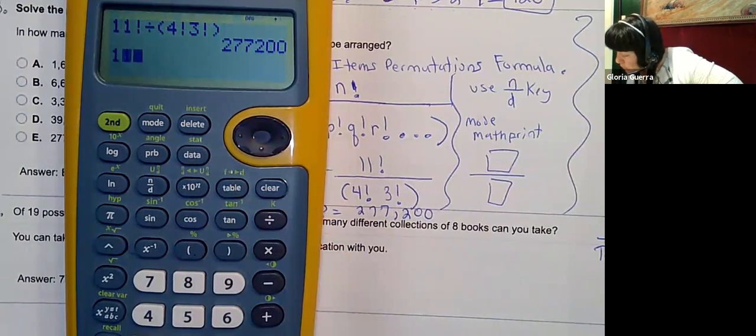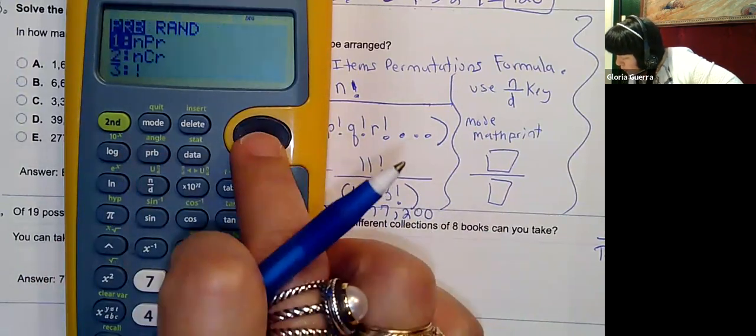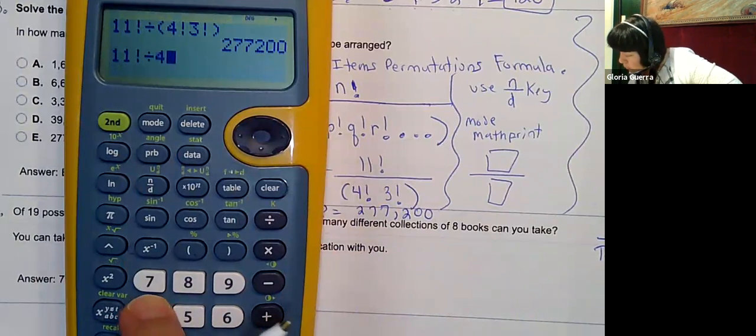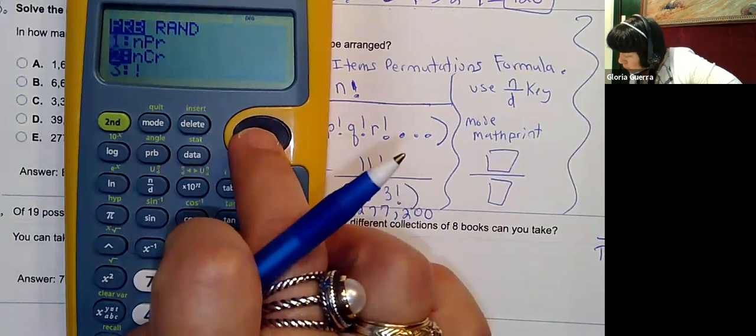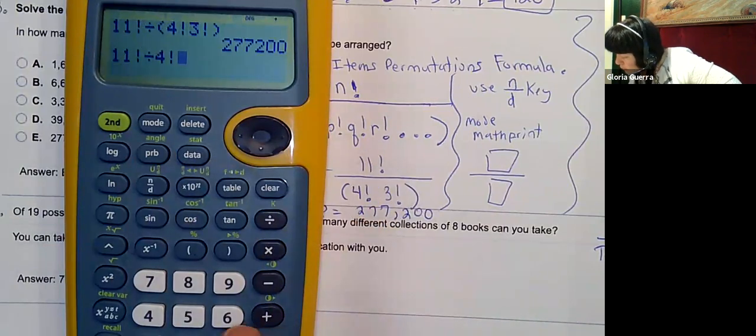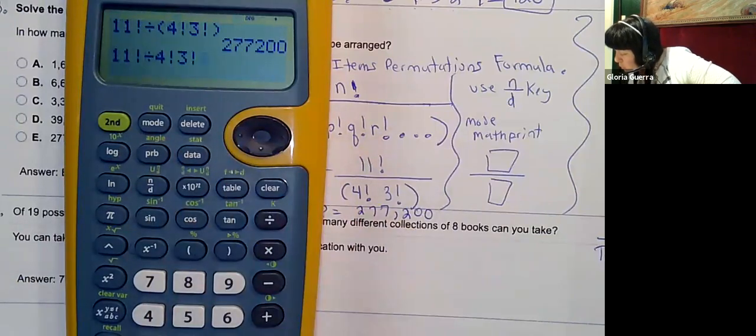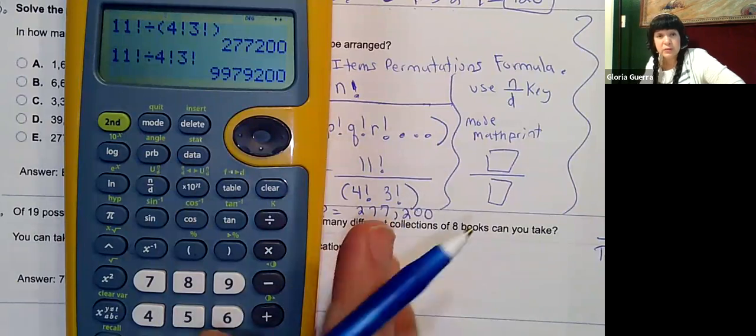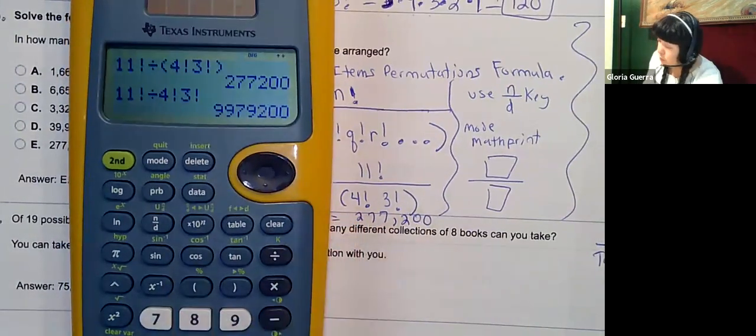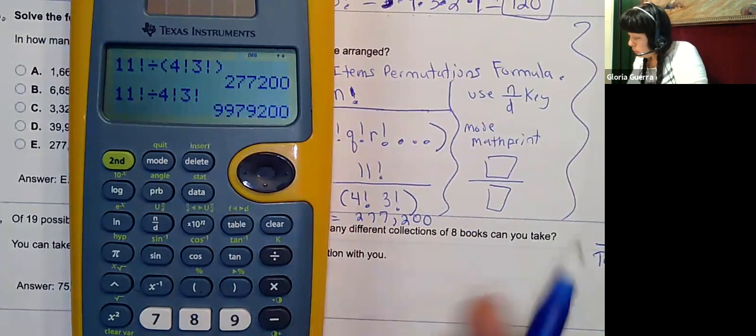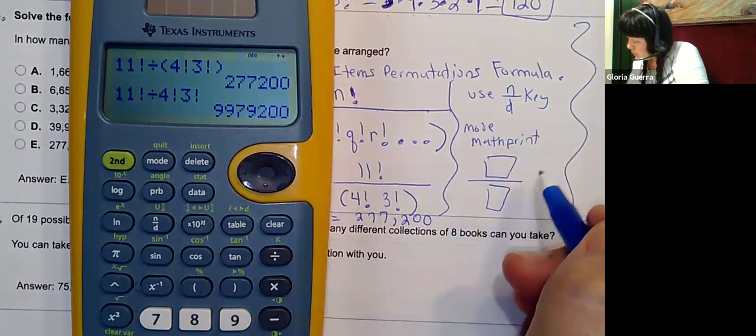If you do 11 probability factorial divided by, let's say I don't put the parentheses, then I do 4 factorial times 3 factorial equals, yeah, see how I got something different? So if you're going to type it horizontally, then you do need the parentheses, okay? If you're going to type it horizontally. So use this key, okay?